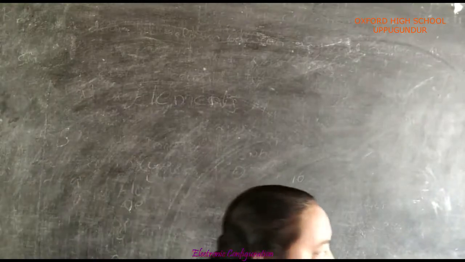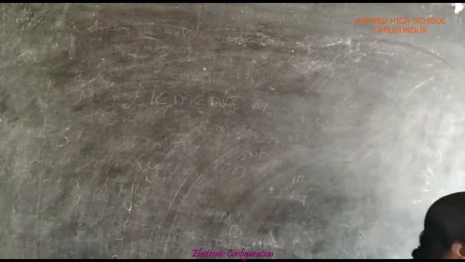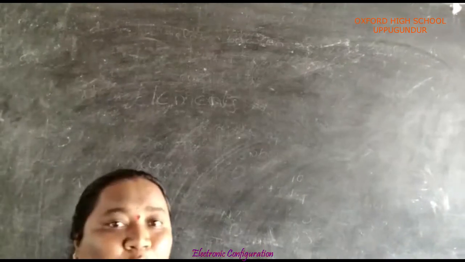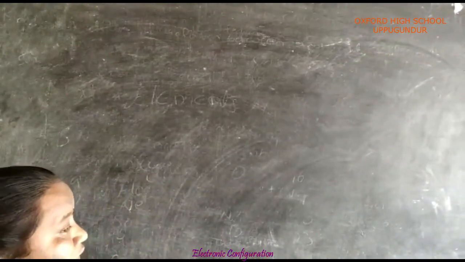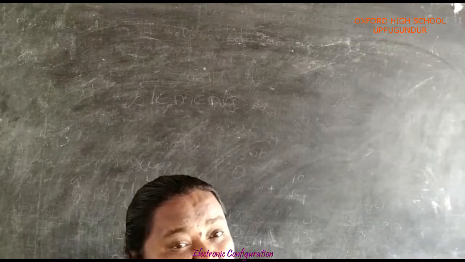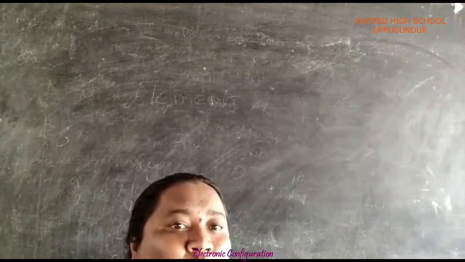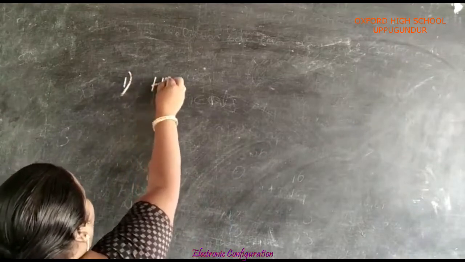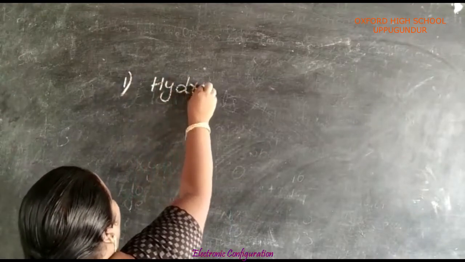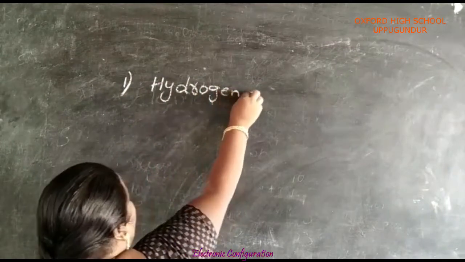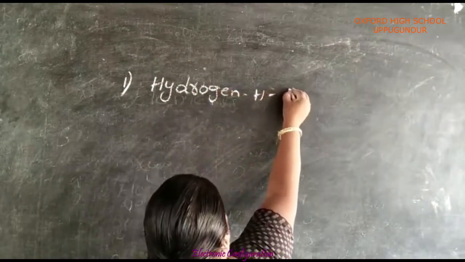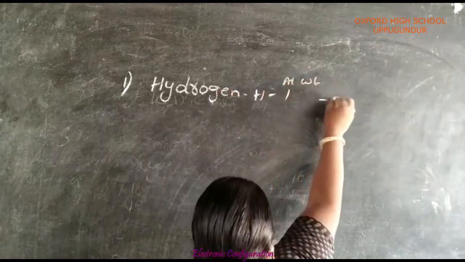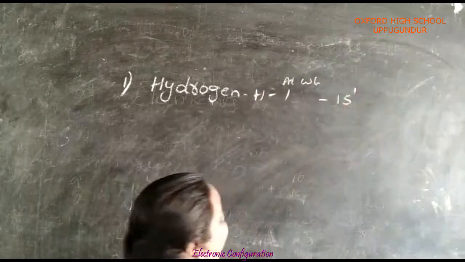Hi children, in the previous class we discussed the elements 1 to 30 present in the periodic table. Now we are going to discuss their electronic configuration and atomic weight. The first element in our periodic table is hydrogen. The symbol of hydrogen is H. The atomic weight is 1, and the electronic configuration is 1s1.